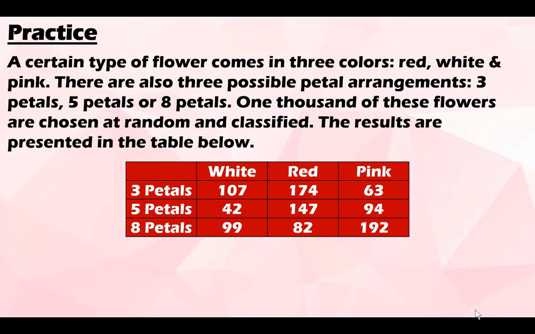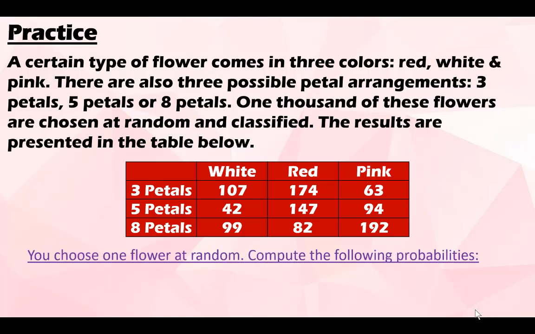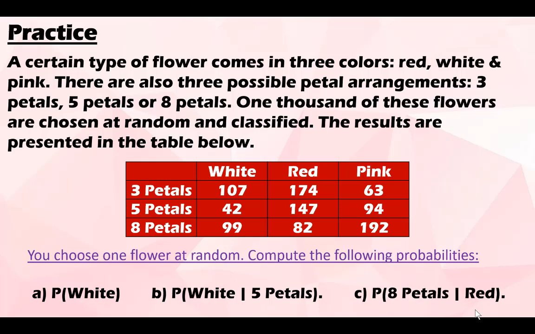Then we want to ask 3 questions. First, if we choose one flower at random, what's the probability that the flower we chose was white? Second, what's the probability that that flower we chose was white, given the fact that we chose a 5-petal flower? And third, what's the probability that the flower has 8 petals, given the fact that the chosen flower was red? So go ahead, pause the video, give this a try, and when you're ready, press play.